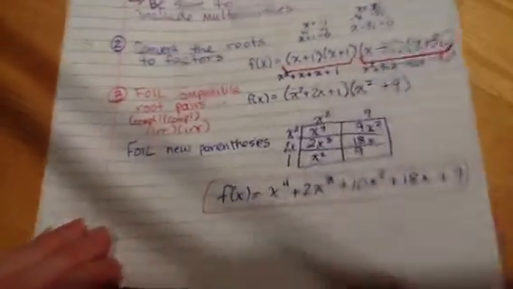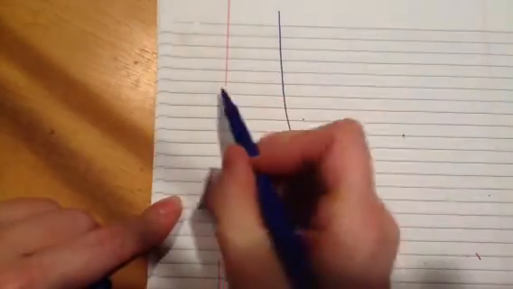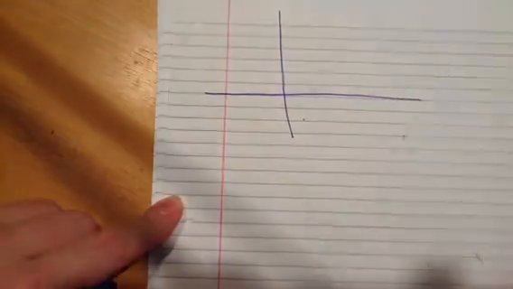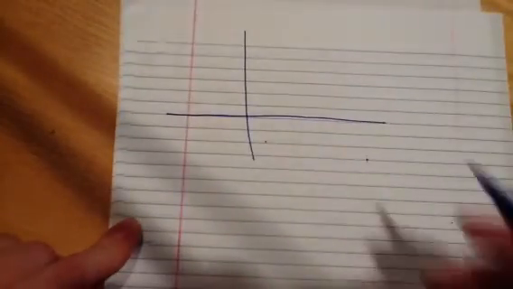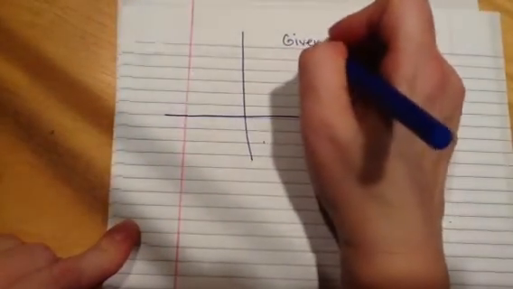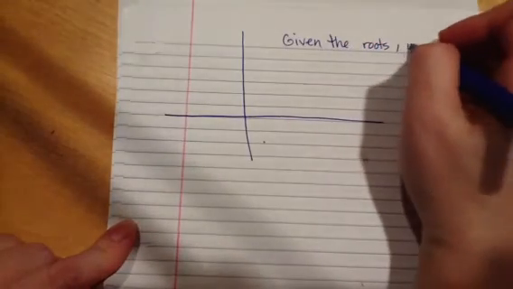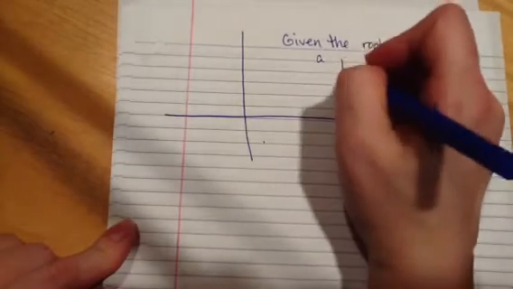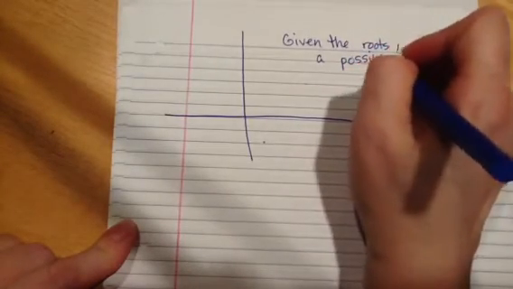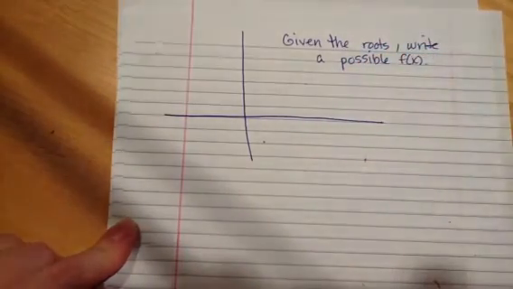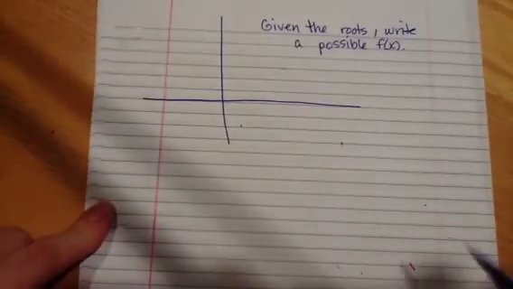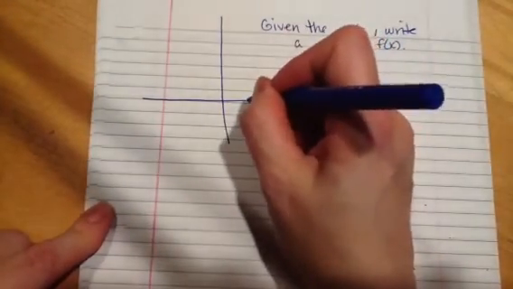I just want to do one more example that's like this, but I'm going to take this from a different approach. We are going to go from a graph, and we are going to, given the roots, write a possible f of x. So we will put, I'll have a root here.